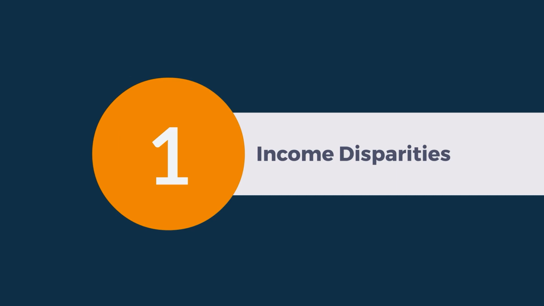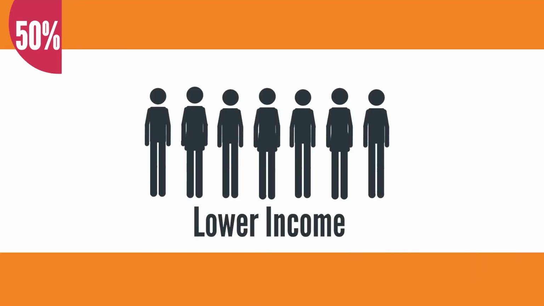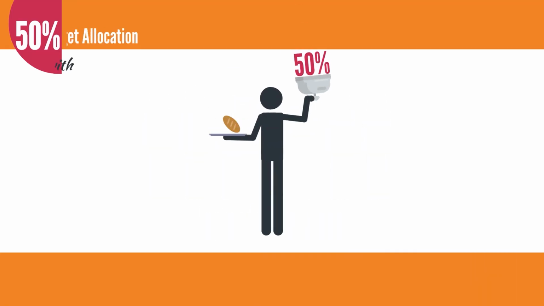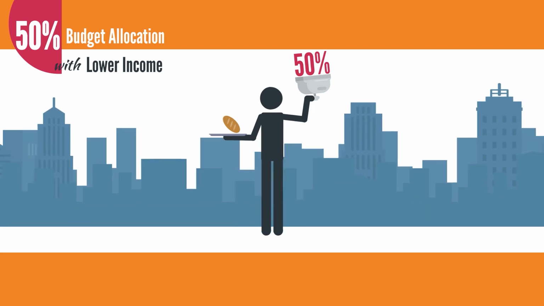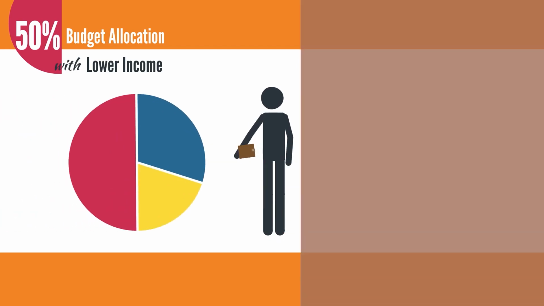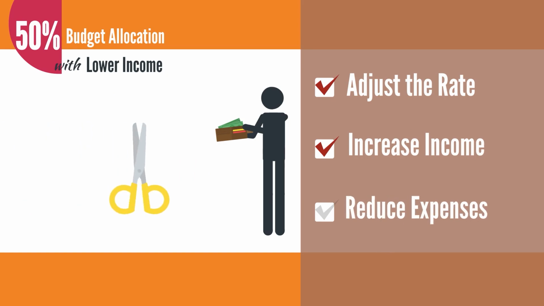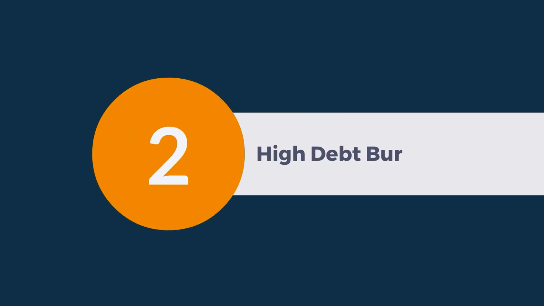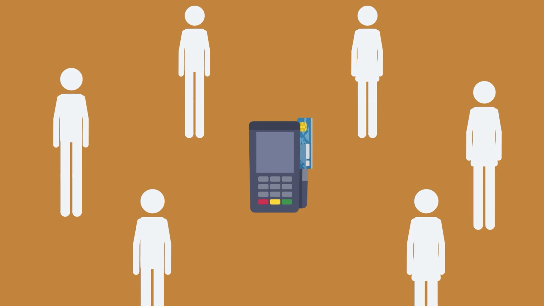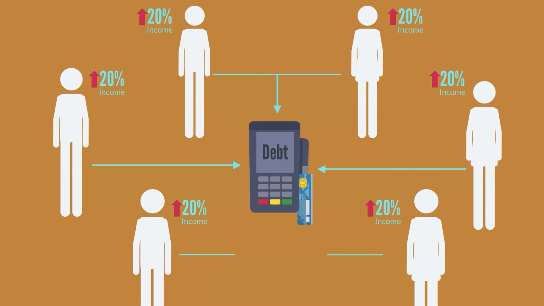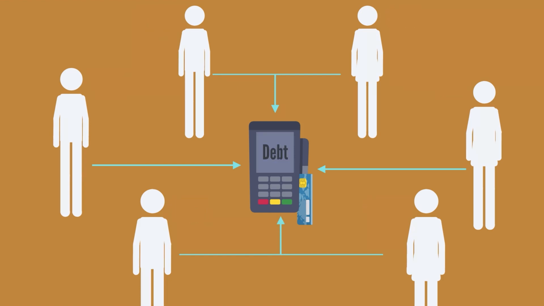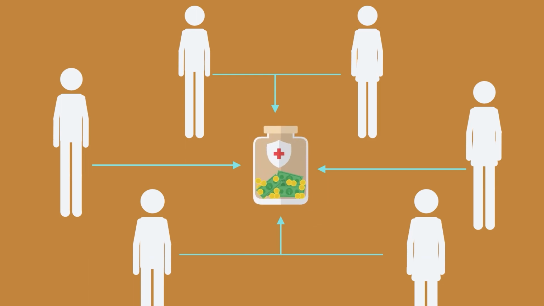Income disparities. People with lower incomes may struggle to cover their essential needs within the 50% allocation, especially if they live in high-cost areas. In such cases, it might be necessary to adjust the percentages or find additional ways to increase income or reduce expenses. High debt burden. Individuals with significant debt obligations may need to allocate more than 20% of their income towards debt repayment, particularly if they have high-interest debts. It's essential to address debt aggressively to improve financial health.